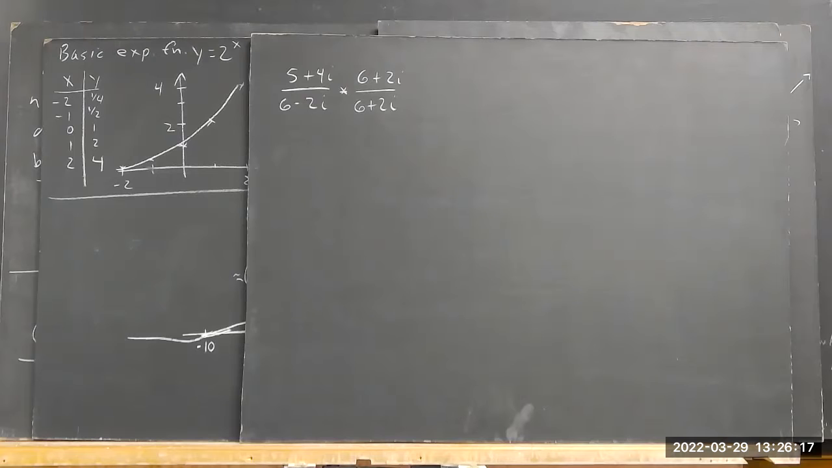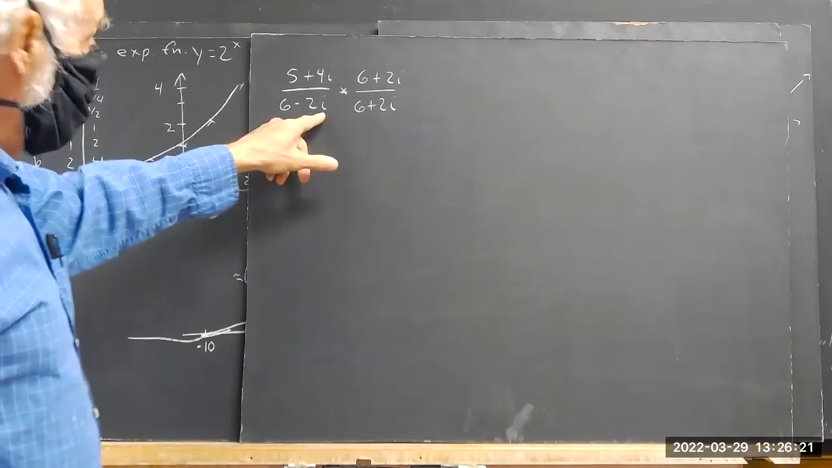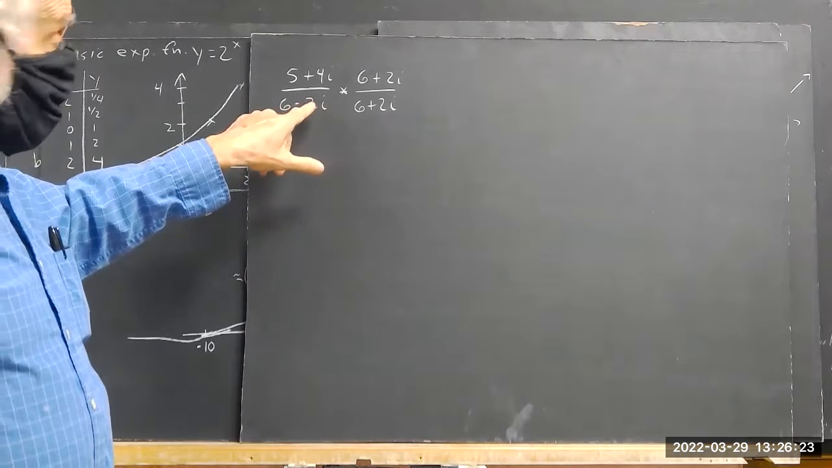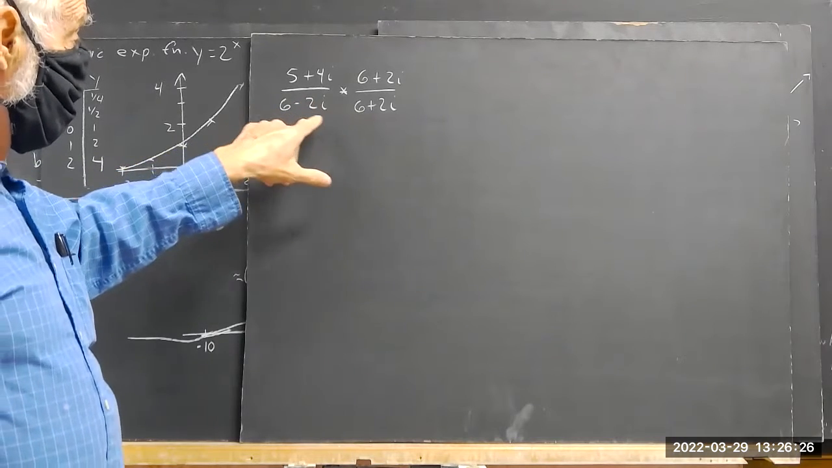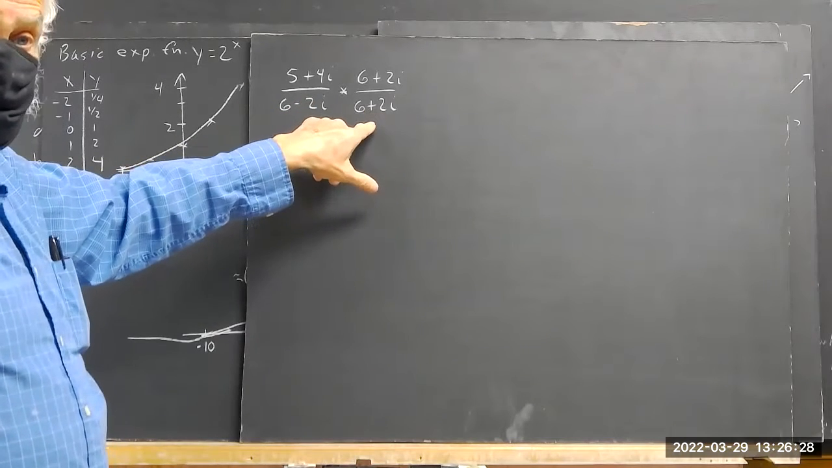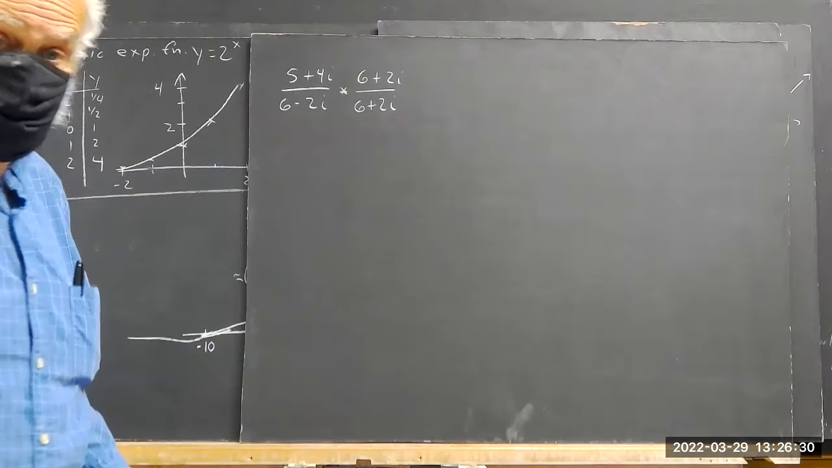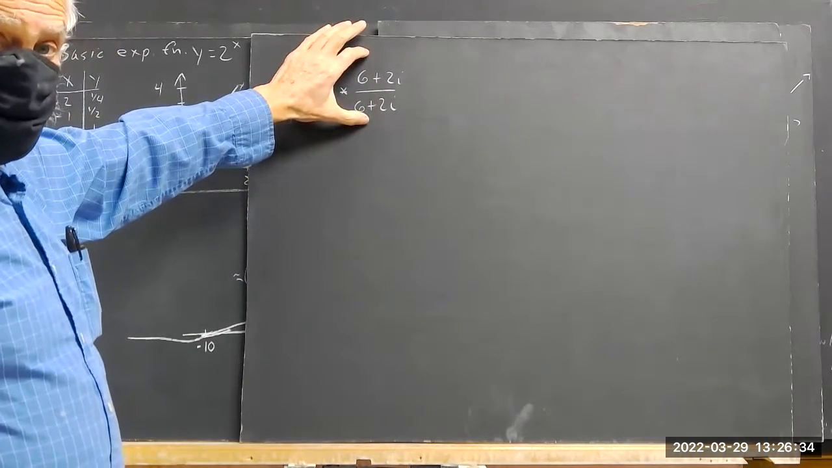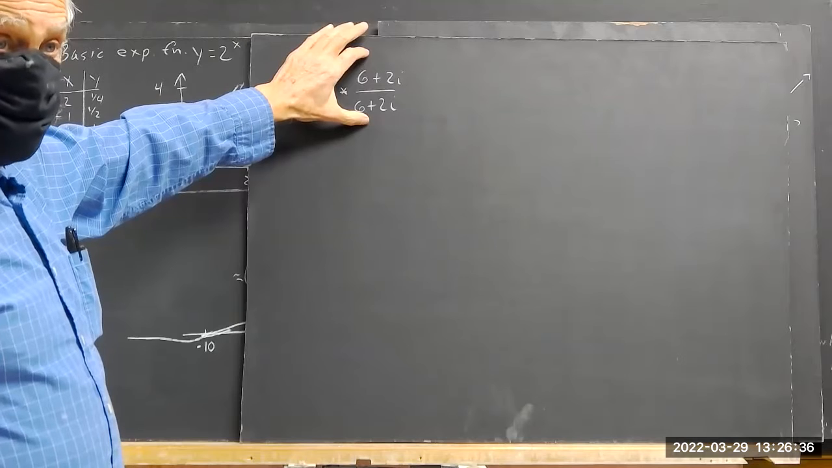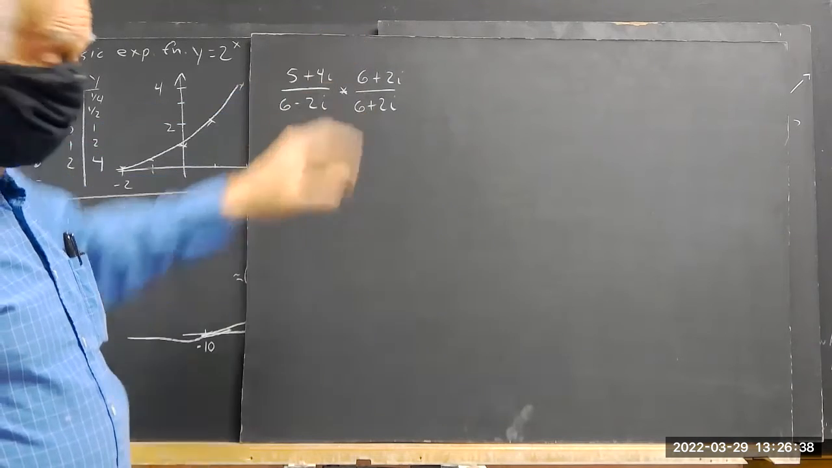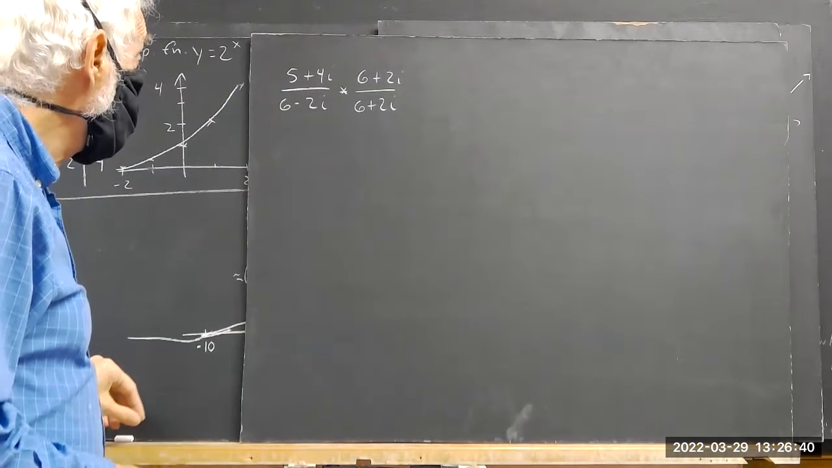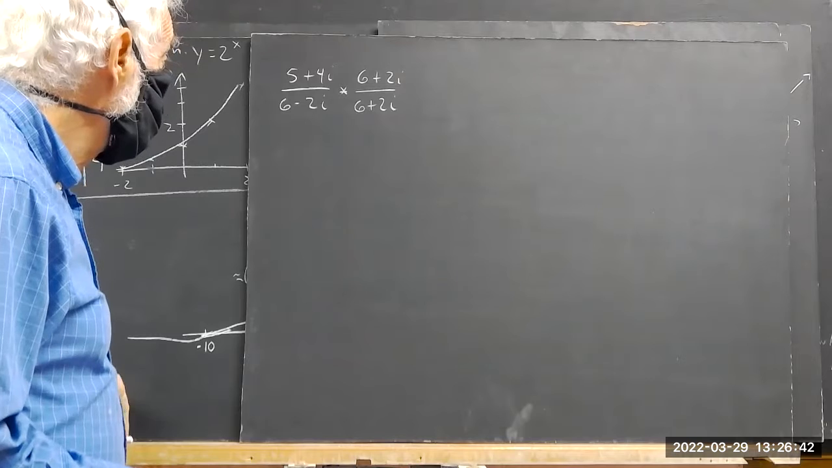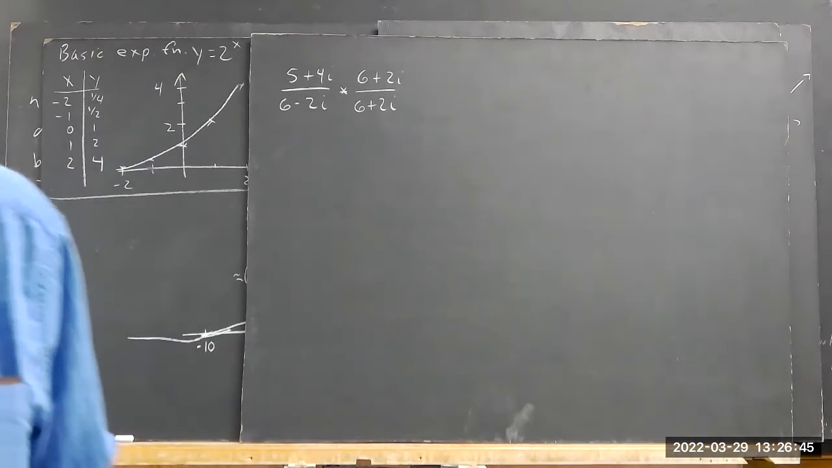Now you notice, why do you think I did 6 plus 2i? Because I had 6 minus 2i here. Whatever my imaginary part is here, I write the same thing down, but I change its sign. And then, of course, I have to multiply numerator and denominator by the same thing. So what's that equal?